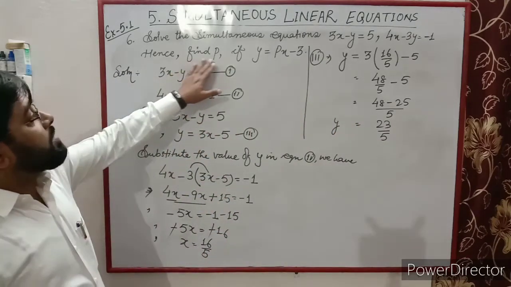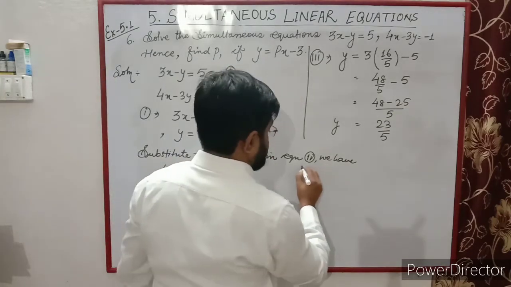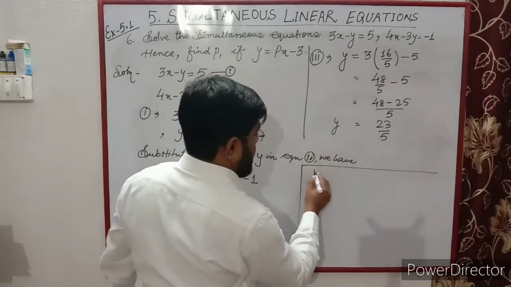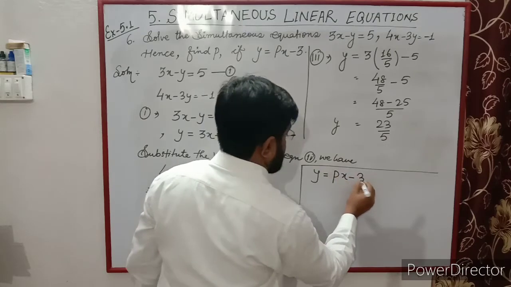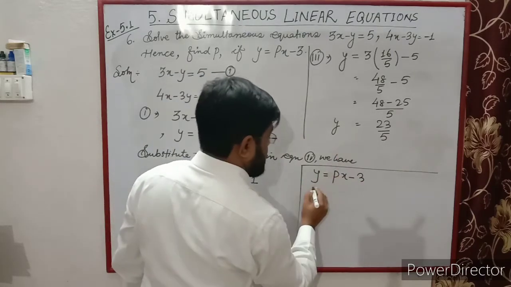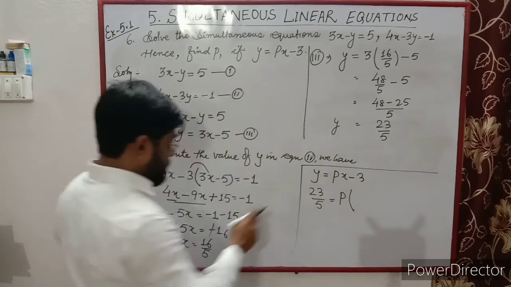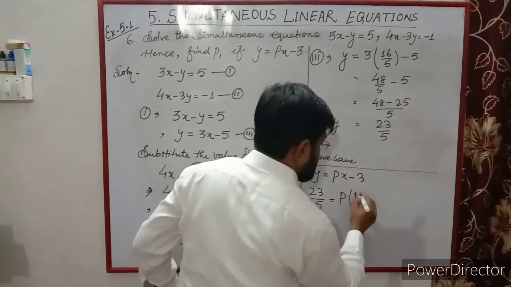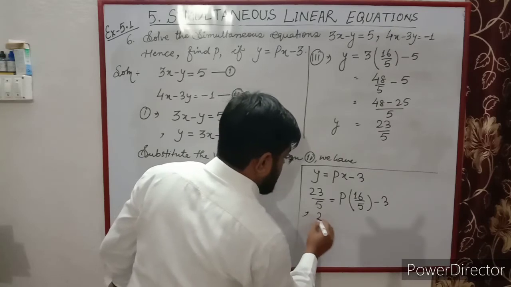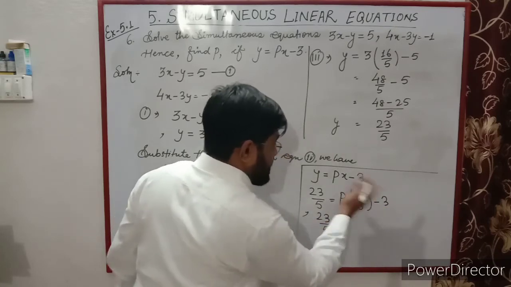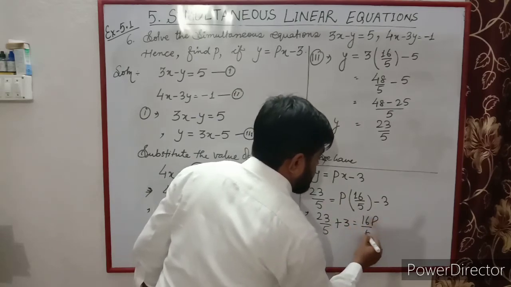Now find the value of p if y is equal to px minus 3. So y is equal to px minus 3. So the value of y is 23 by 5 is equal to p times x. The value of x is 16 by 5. 16 by 5 minus 3. Now 23 by 5 minus 3, this comes to this side, it becomes plus 3, is equal to 16 p by 5.